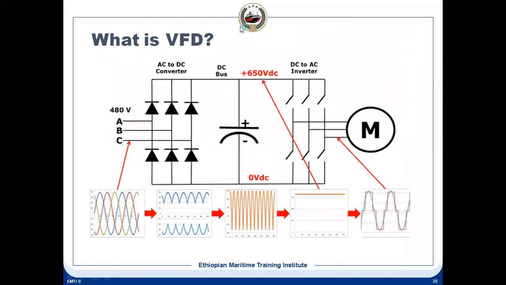So this is the VFD concept. AC, you can see here, 480 volt. This is converted into 650 volt DC. Now what is the purpose of this capacitor? It is a filter also. It is storing and preparing input for this inverter section. So three things to understand: a converter section, a DC bus section and an inverter section.